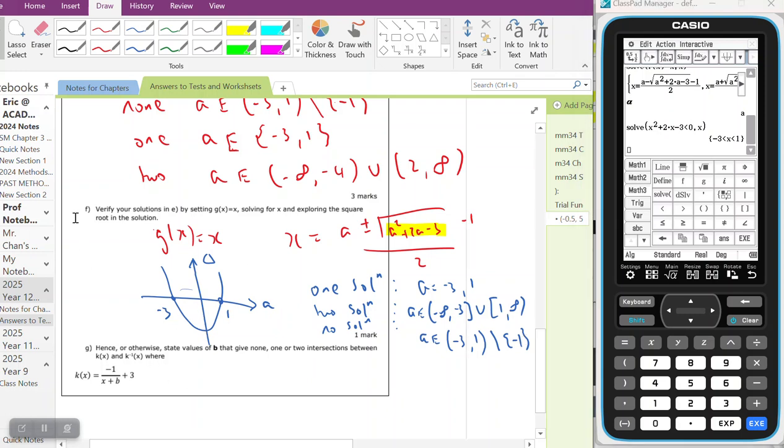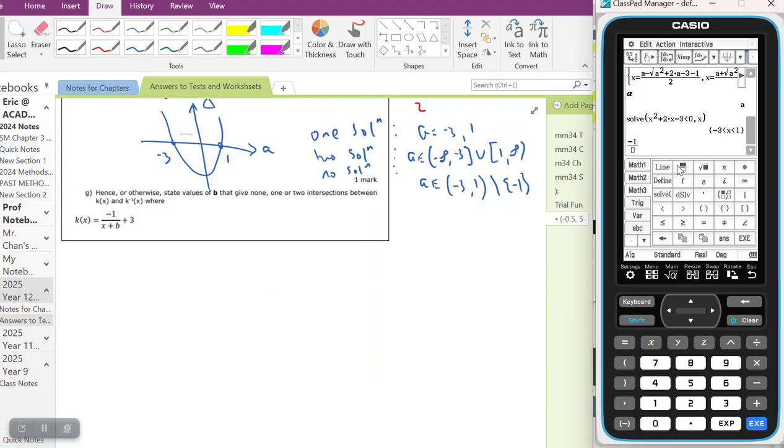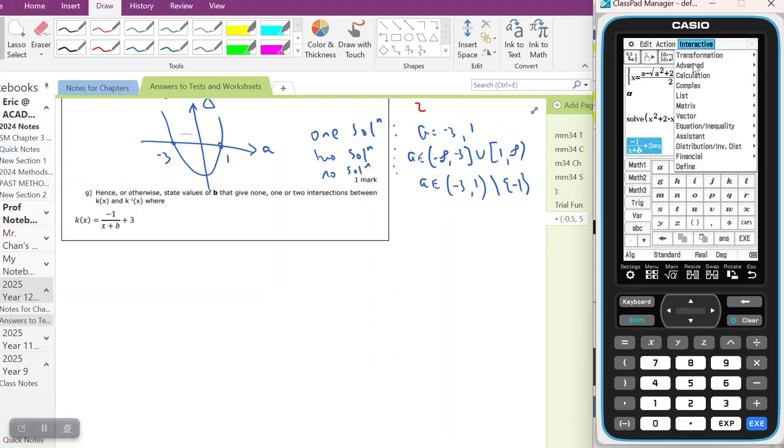G is doing something similar. I'm going to define this, k and its inverse, and find where that happens to have none, 1, and 2 intersection points. So again, I'm just going to use the discriminant method instead of using parameter. So I'll just go -1, x plus b, x plus b plus 3, equaling x. Okay, I'm just going to solve for x.